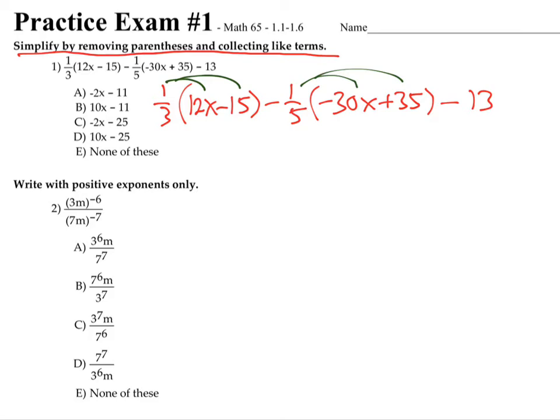So basically it just divides, right? 12x divided by 3 is 4x. 15 divided by 3 is 5. It's making sense so far. See what I did? I just divided each of those by 3. And now the minus 1/5 is going to go in there. Watch your signs carefully. Minus times minus is plus 6x, because 30 divided by 5. Things in the bottom divide, don't they? Next one, minus 1/5 times plus 35. Negative times positive? Negative 7. Minus 13.